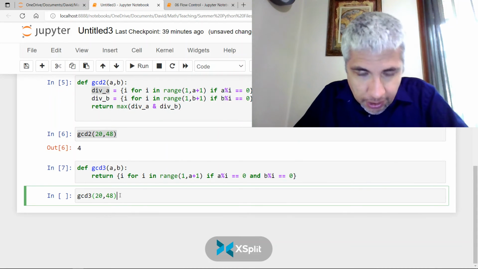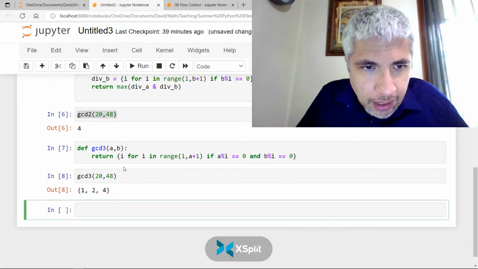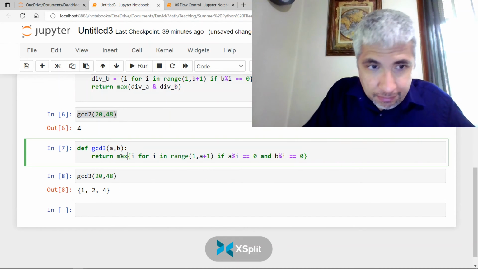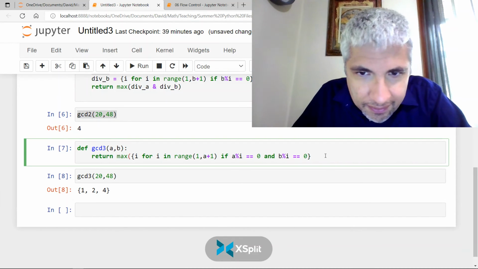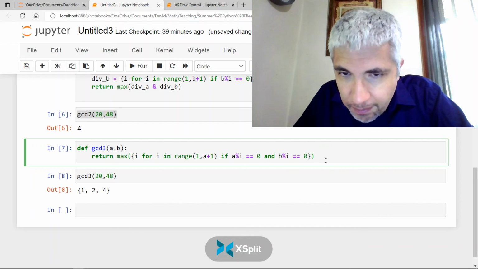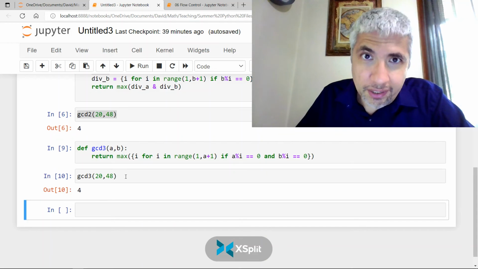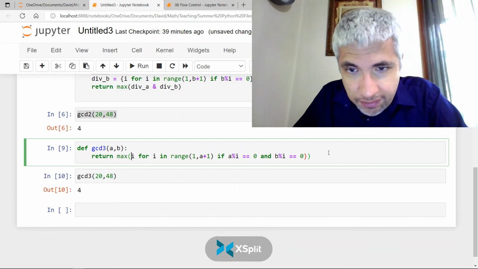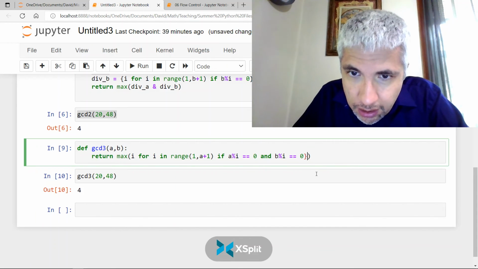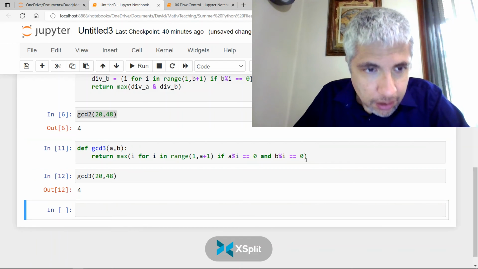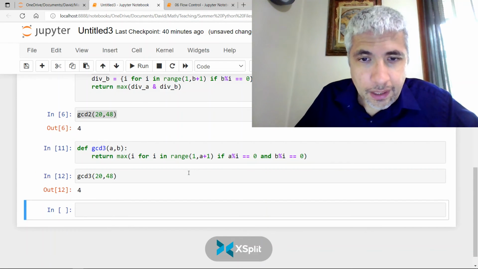GCD3 of 20 and 48. Except I forgot to take the maximum. So let's do that, because I want the greatest common divisor. And there we go. Now I've gotten the greatest common divisor. And I don't even need this. It'll still work regardless.